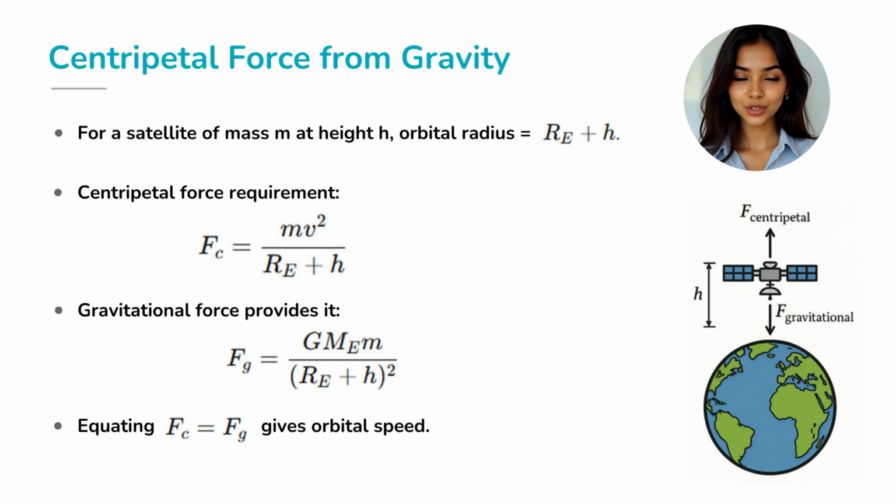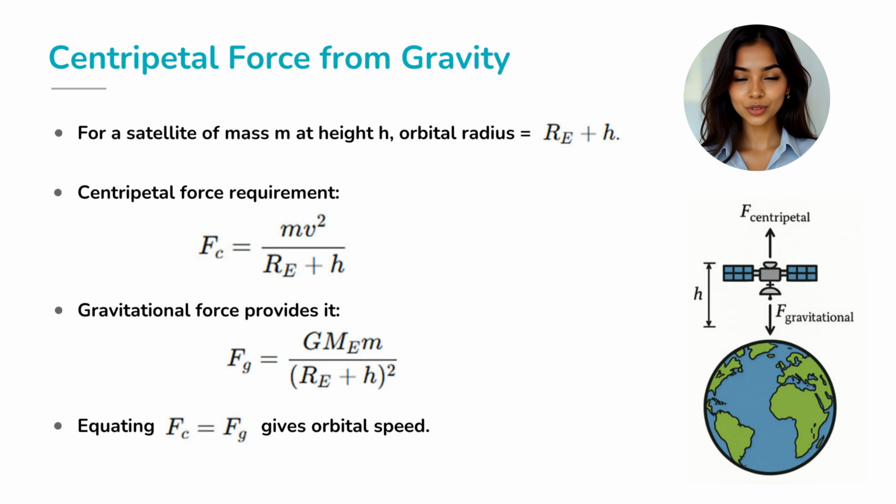Think of swinging a stone tied to a string in a circle. The string pulls inward, giving the centripetal force. For a satellite of mass m at a height h, the orbital radius is r_e plus h. The centripetal force required is mv squared divided by (r_e plus h).